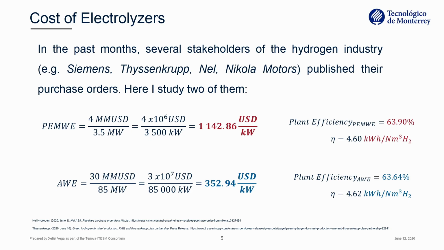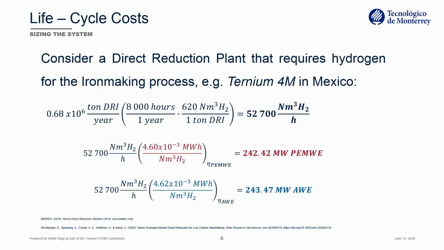Although water electrolysis is a widely spread process, only a bunch of companies can produce hydrogen at industrial scale in the order of megawatts capacities. Here I calculate two prices for PEM electrolysis and alkaline electrolysis. As a case study, I will request a hydrogen flow for a direct reduction plant. In this plant, we can use either alkaline or PEM electrolysis.